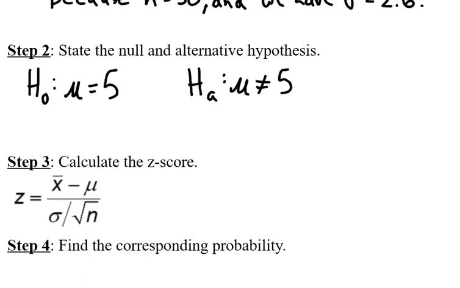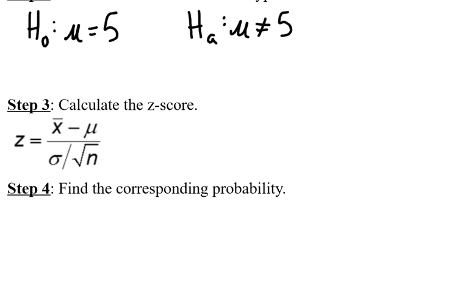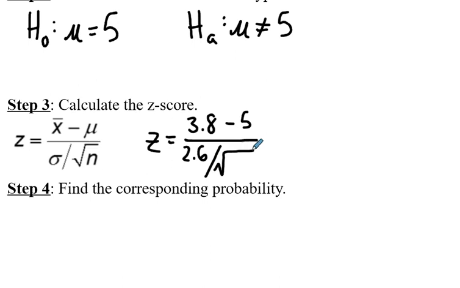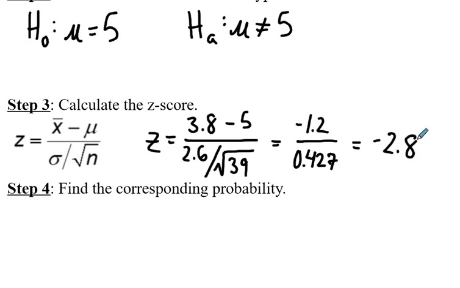Calculate the z-score for this situation. So the z-score, our sample average was 3.8. We're assuming the population's one is what was stated, 5 right now. The population standard deviation is 2.6, and our sample was of size 39. Up top, I get -1.2. Down below, when I run it in the calculator, I get 0.427. Divide the two, and I get a z-score of negative 2.8.